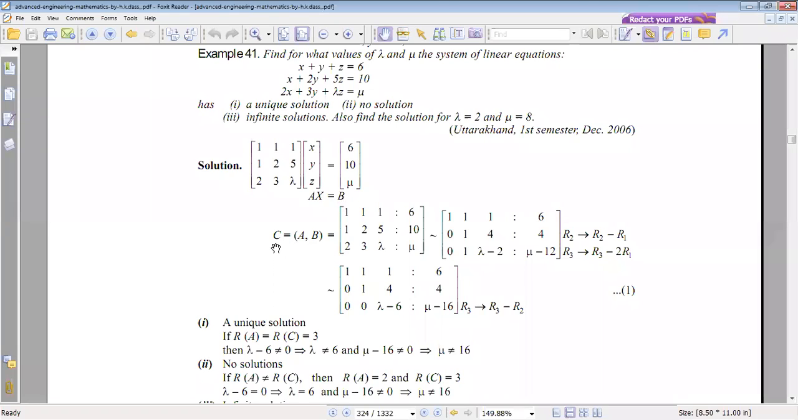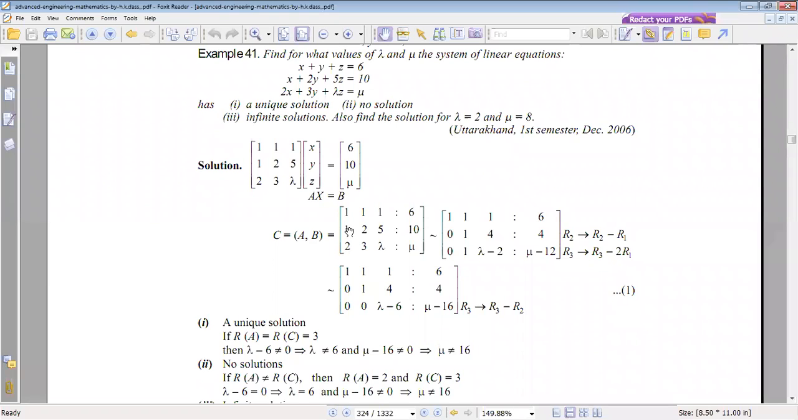And you already know what the augmented matrix is, C equal to A augmented with B. That means this is the matrix A and this is the matrix B. Clear? Now, since it is already 1, we can easily make these two elements equal to 0.